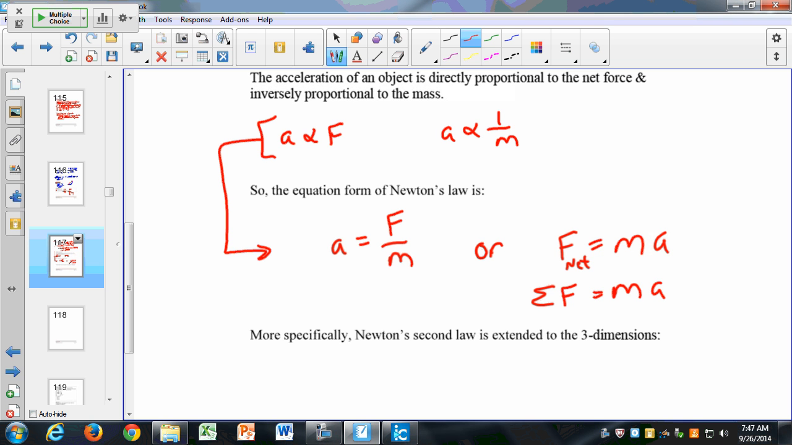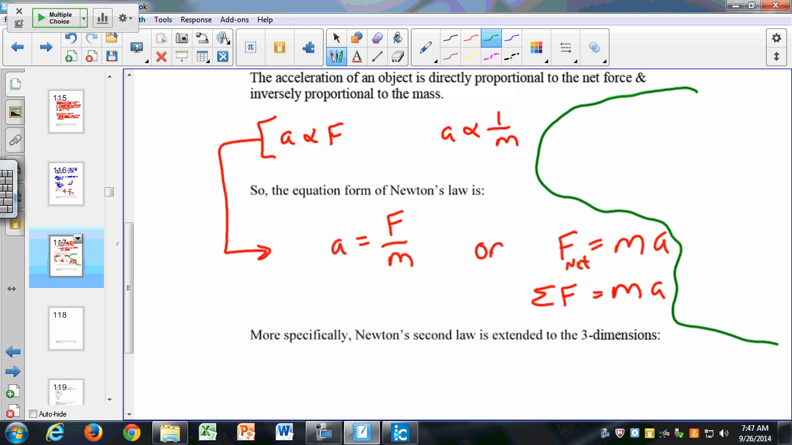Alright? We're going to get into momentum later, but just as an aside here, let me show you in case you're interested. Newton didn't really write Newton's second law like this. He wrote it more in terms of momentum. Now momentum is equal to the product of the mass and the velocity. You don't need to write this down right now. We'll get to it in chapter 5 or 6. But momentum is equal to mass times velocity.